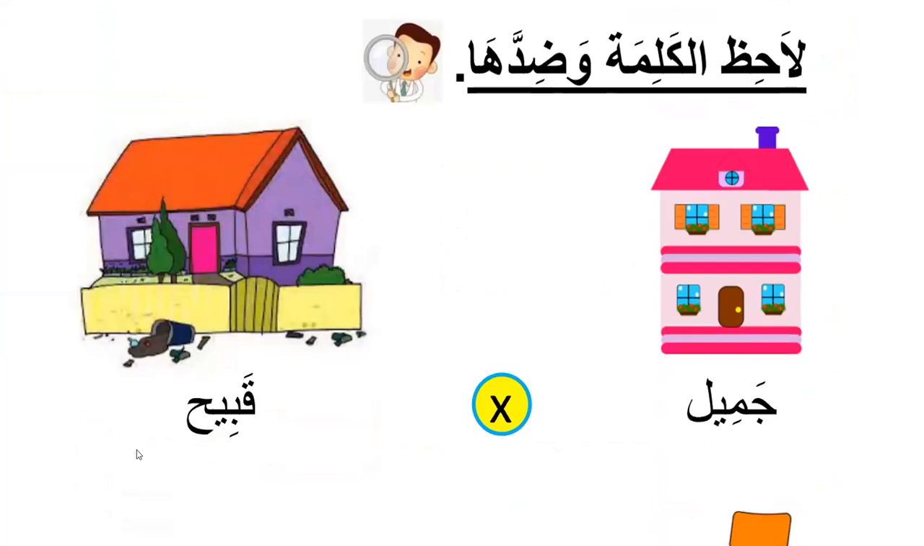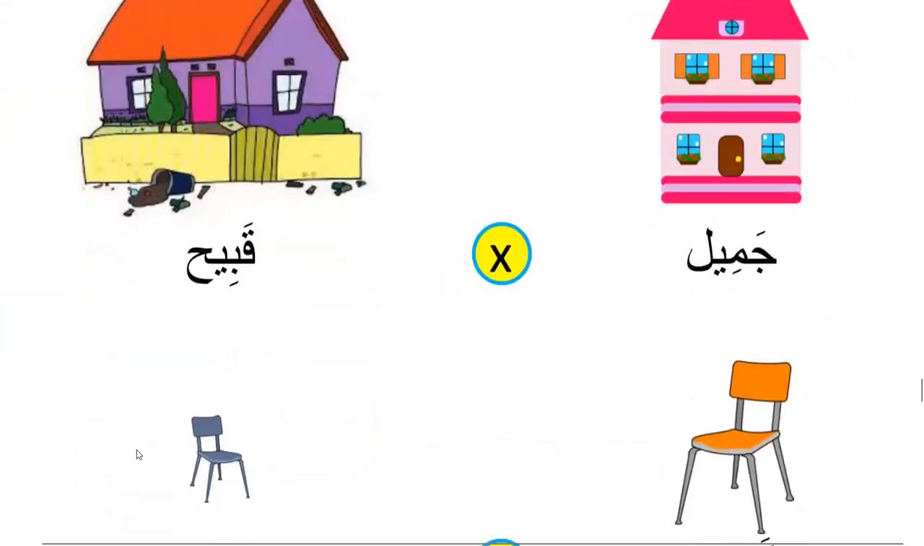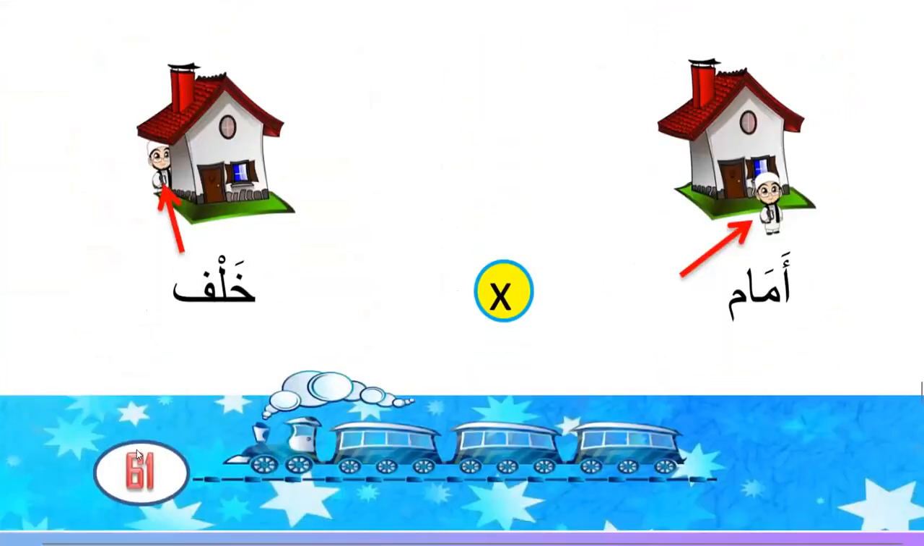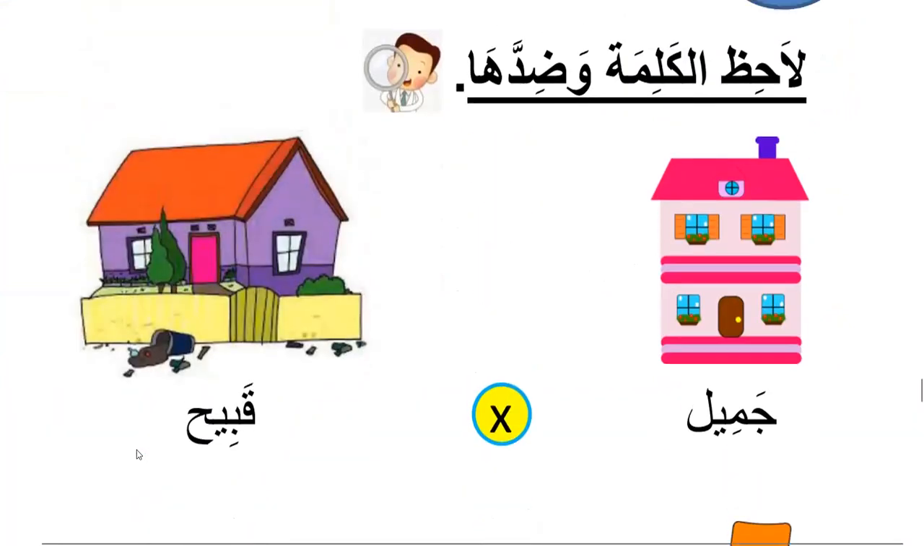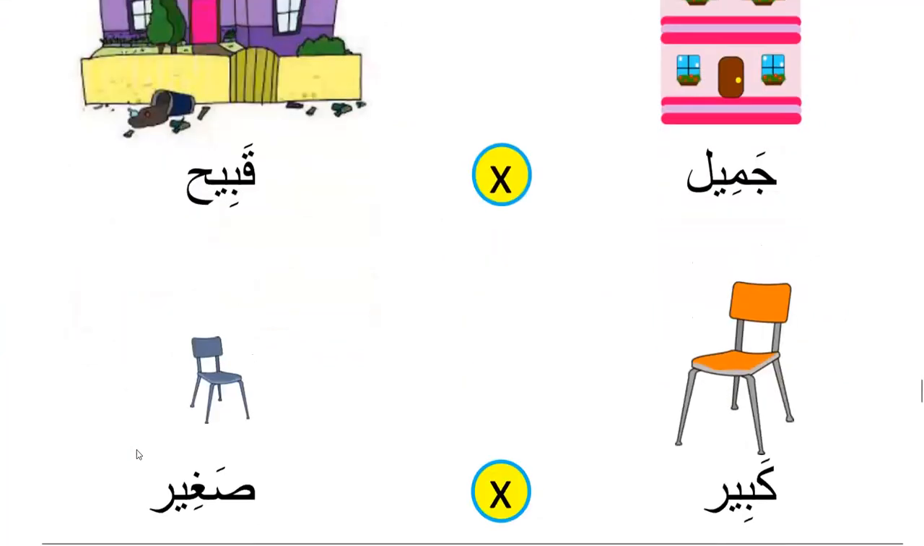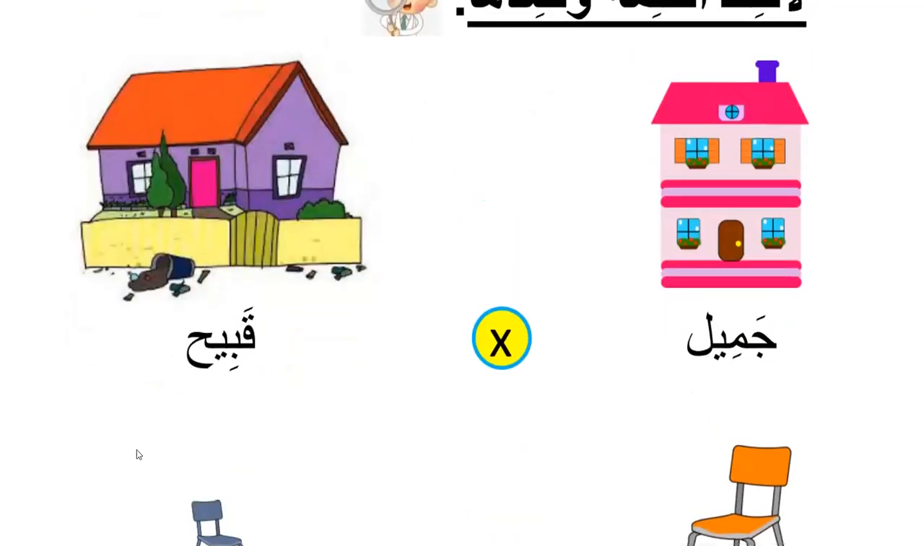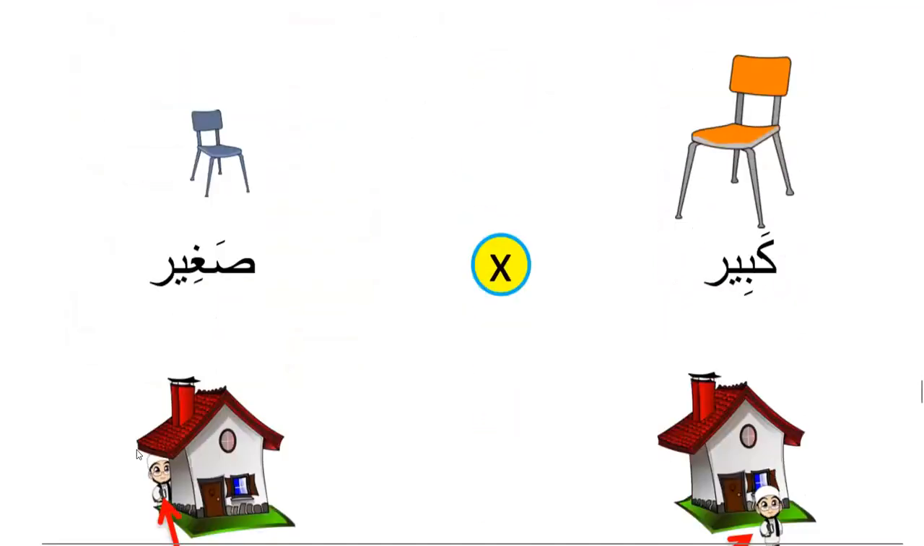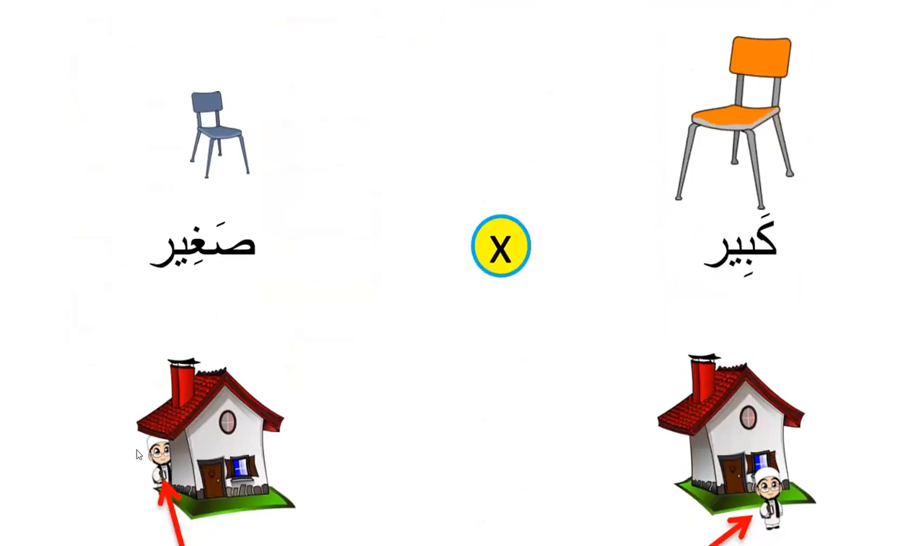Lahil kalima wazindaha. Observe the word and its opposite. So here you will learn the words opposite, okay? Riyan. Jamil means beautiful. Kabir means ugly? Sorry, this is opposite. Yes, words opposite. Correct. Sagir, small. Kabir, big.